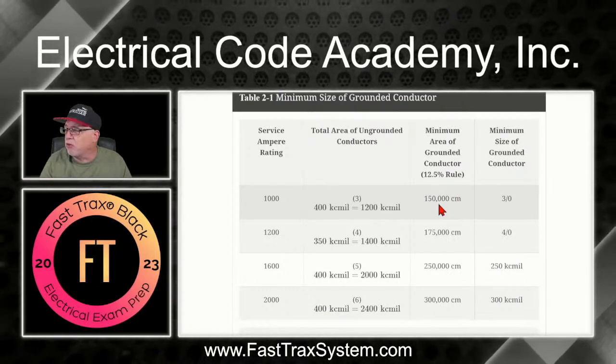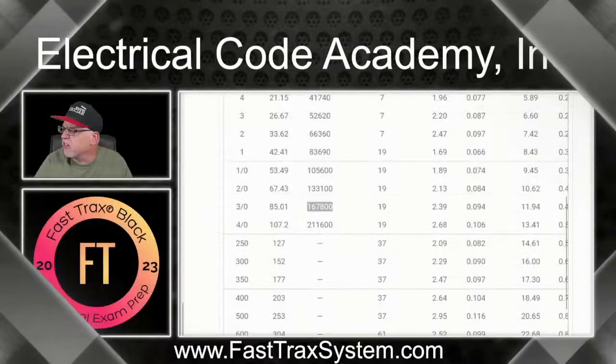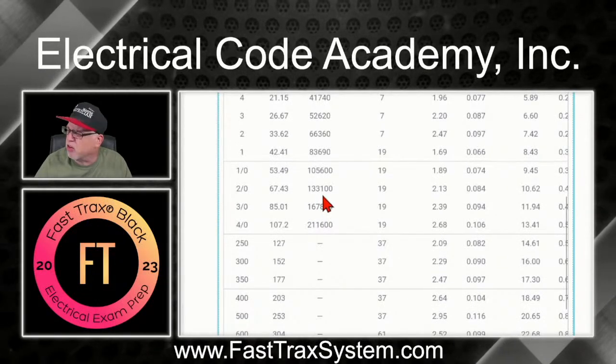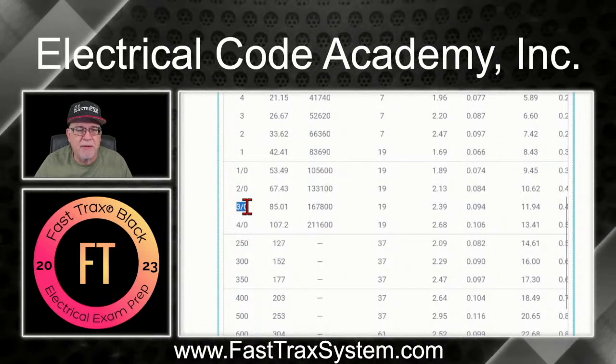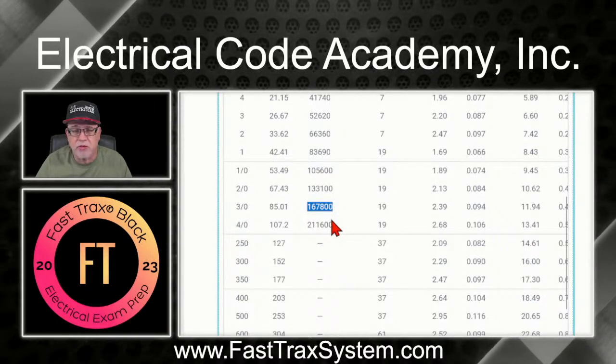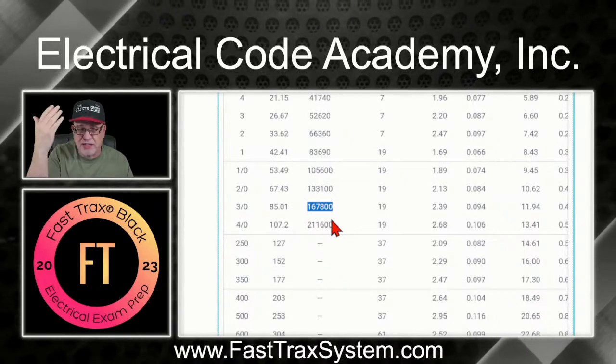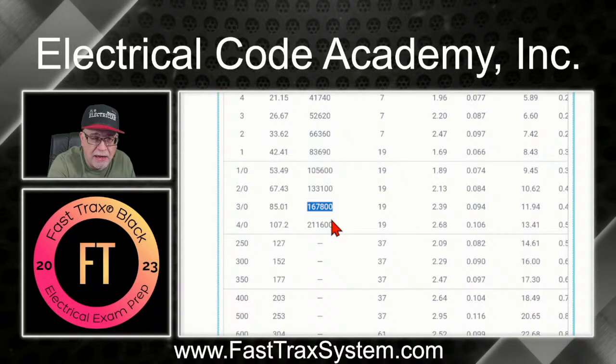If you go into the properties, which we will, we have to find a conductor that's good for 150,000 circular mils. Well, again, 133,100 for a 2/0 is not going to work. So we have to go to the next size, and that'd be a 3/0, which is good for 167,800 circular mils, more than adequate for the 150. So that's what we do. We go to the next size. Okay, so that's how that works.